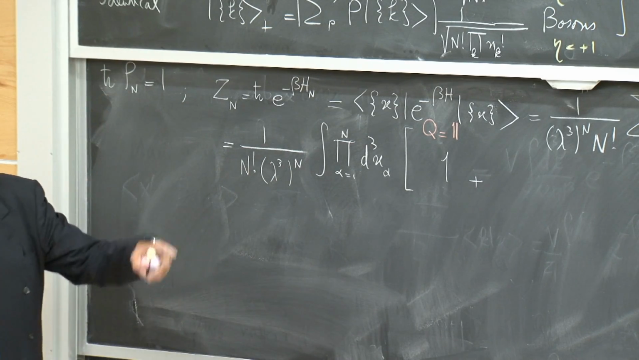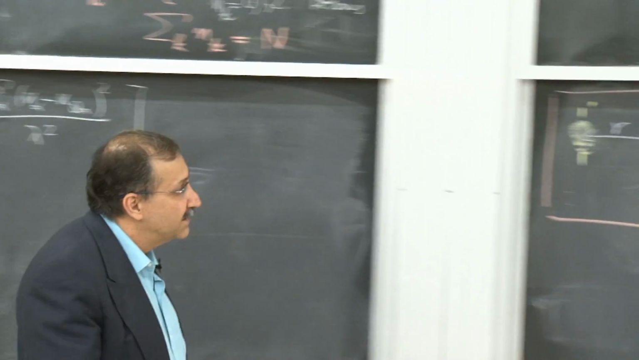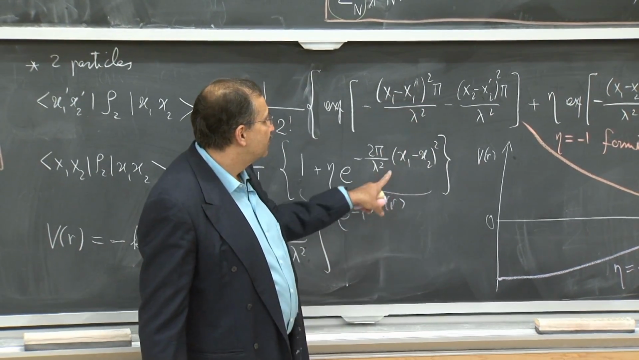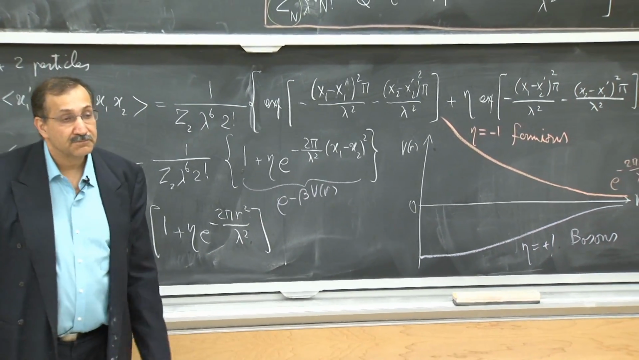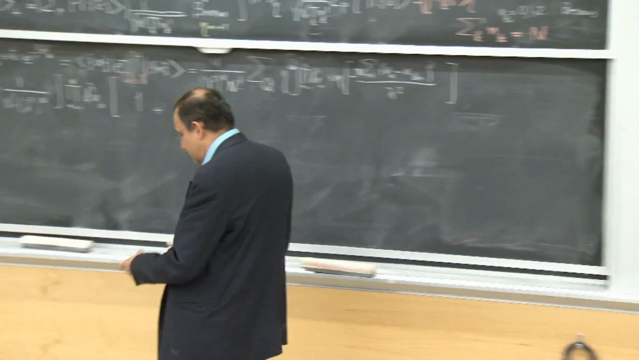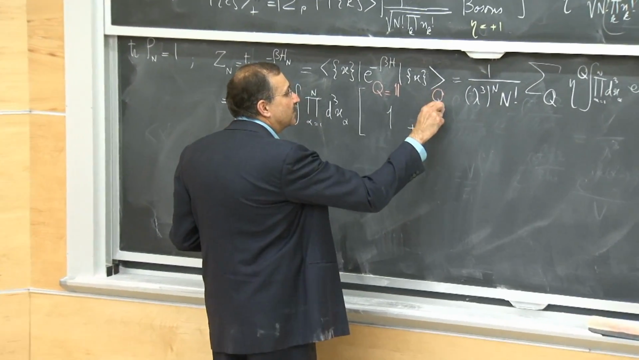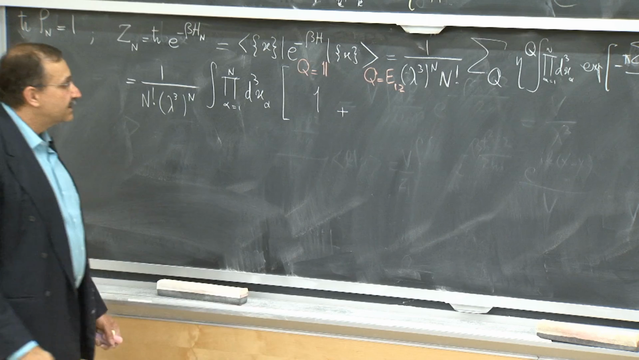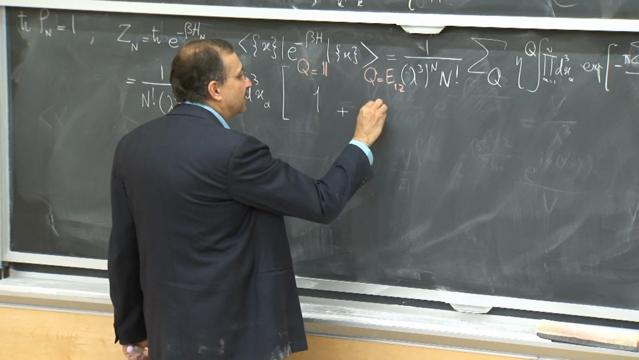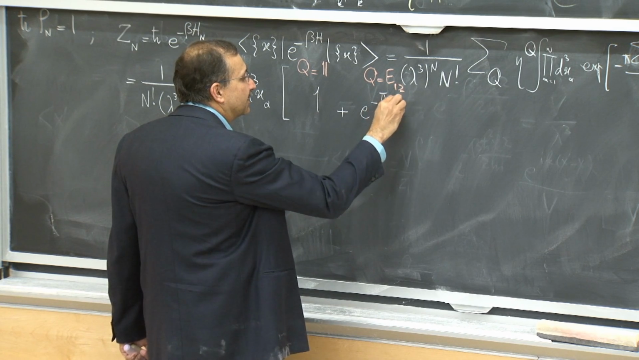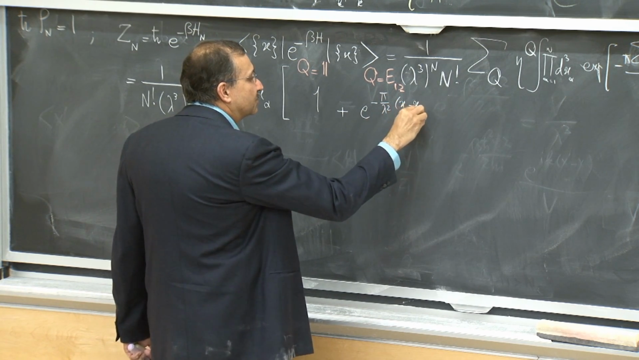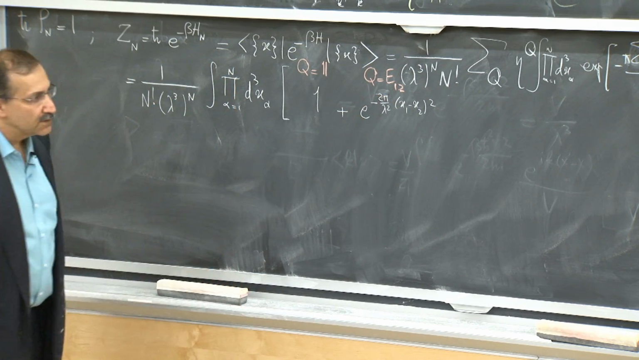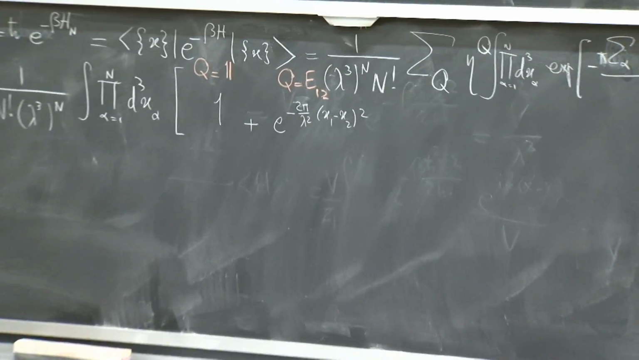Then I will do the same thing that I did over here. Here, the next term that I did was to exchange 1 and 2, so this became x1 minus x2. I'll do the same thing here. I look at the case where Q corresponds to exchange of particles 1 and 2. And then that will give me a factor which is e to the minus pi over lambda squared, x1 minus x2 squared. There are 2 of these, making together 2 pi over lambda squared, which I hope I had there too. Right?